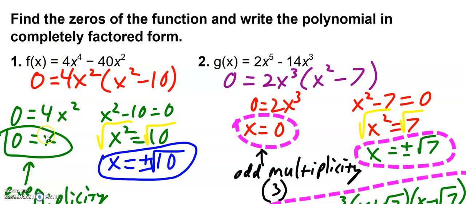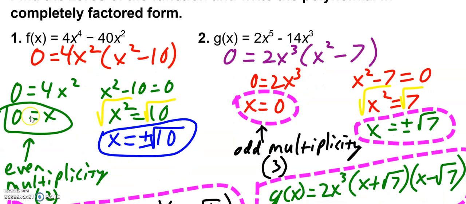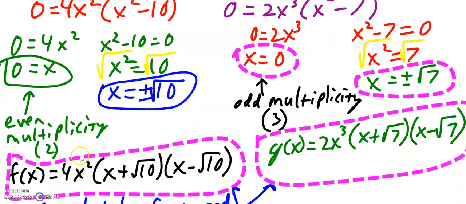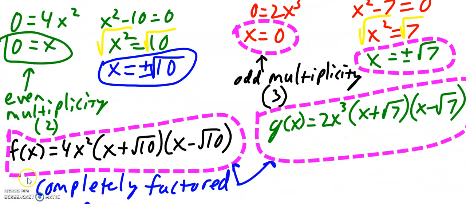All right, so for number 1, f of x, I have x equals 0 and x equals plus or minus root 10. Those are my zeros. x equals 0 had an even multiplicity, which was 2. Just kind of note that. So then the completely factored form is going to be f of x equals 4x squared times x plus root 10 times x minus root 10. So these are all of the factors.